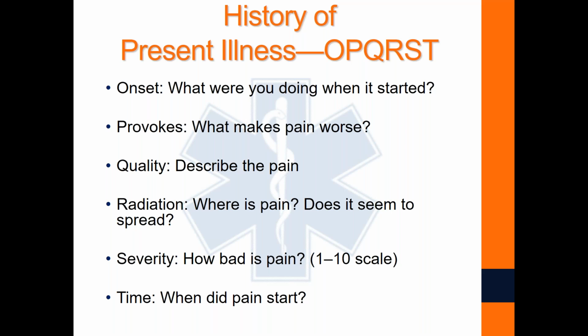So, does everybody see the difference between onset and time? Because sometimes that's a tripping point. So onset, what were you doing? How did it come on? Fast, slow, sitting on the couch, running a mile, jumping rope, doing something crazy. Time is just how many minutes? Plain and simple. How long in a measurement of time has this been going on for?